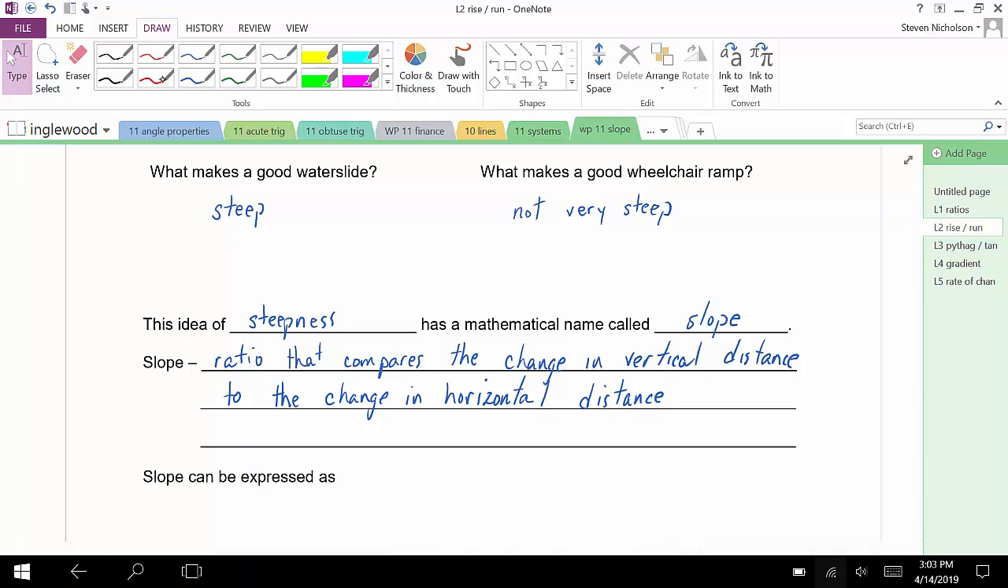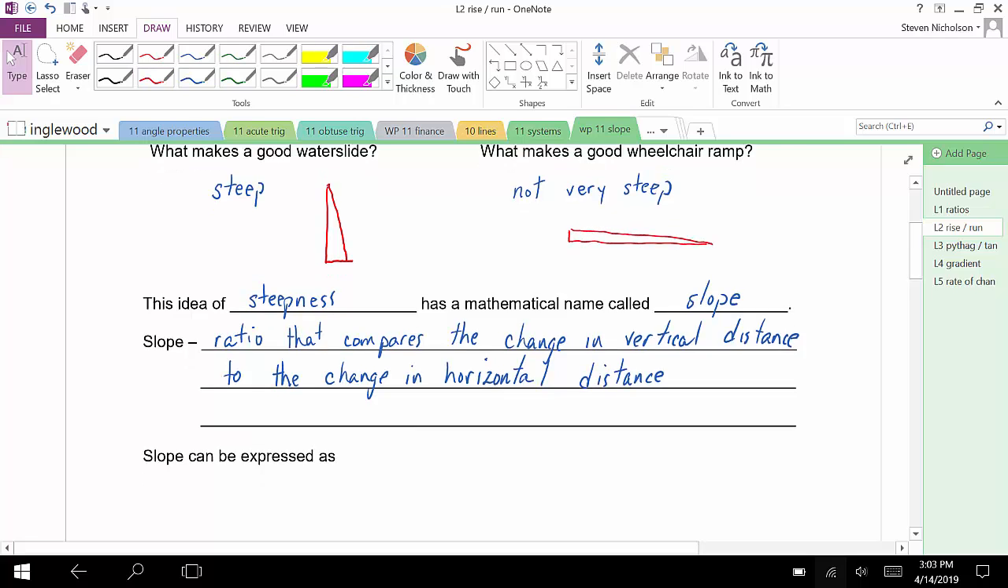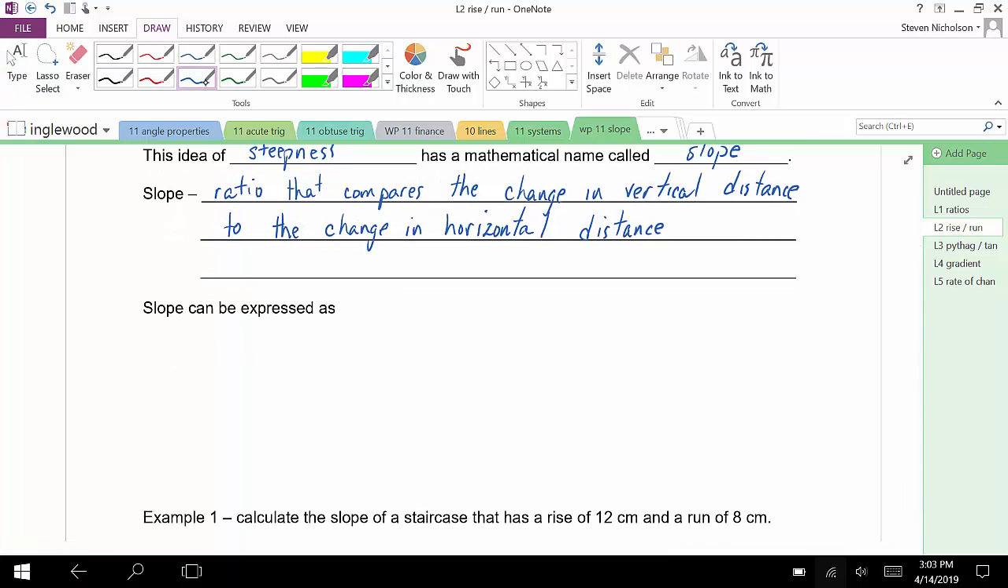So if I drew these pictures, they aren't to scale, but here might be my vertical drop, and there's the width of the water slide, and we'd all agree, wow, that's pretty steep. For a wheelchair ramp, you're not going to have a very big drop compared to this long width, and we'd all agree that that's not very steep. So this is this idea of slope as a measure of steepness.